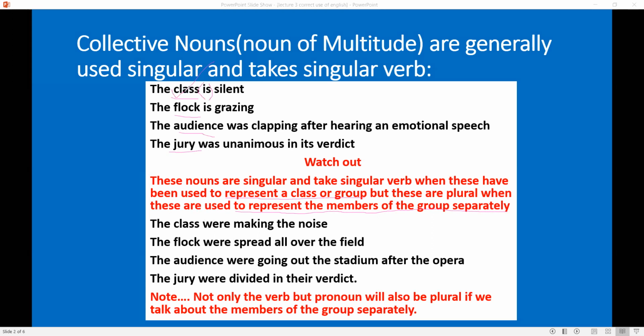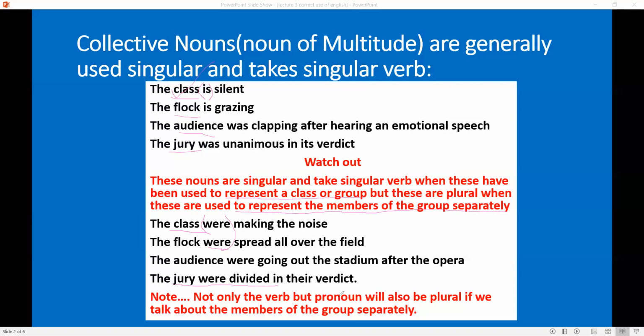Like here, the class is silent. Here, it is a noun of multitude. But here, the people of the group, the people representing the group, have been taken individually. So a plural verb is used here. The class were making the noise. The flock were spread all over the field. The audience were going out of the stadium after the opera. The jury were divided in their verdict.